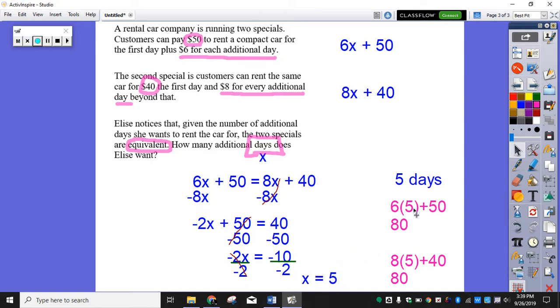And so I've checked my work. I know it's correct. So now I can circle this as my final answer. And that's how you can use linear equations to solve this real-world scenario.